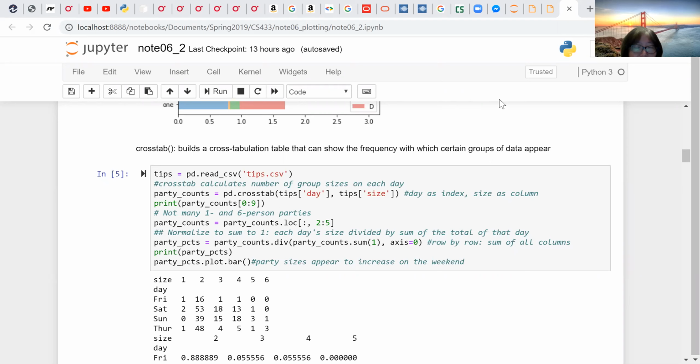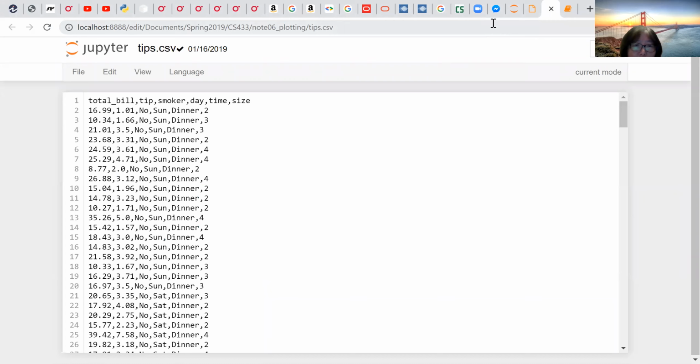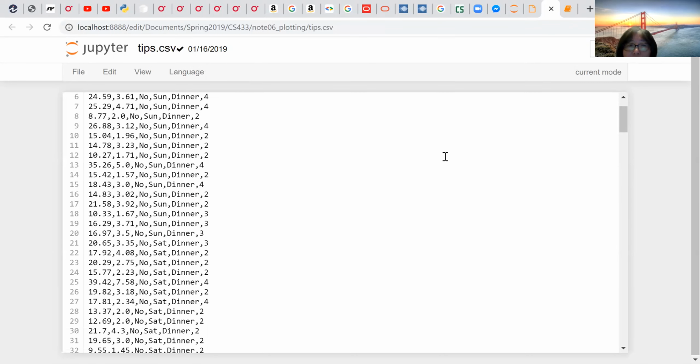Okay, and so first, let's take a look at the tips CSV file, and I believe this file is also on our course website. In this CSV file, we have the columns total bill, tip, smoker or non-smoker, the day you go to the restaurant, the time, and the size of people in one group that goes to the restaurant. So that's the general information about this CSV file.